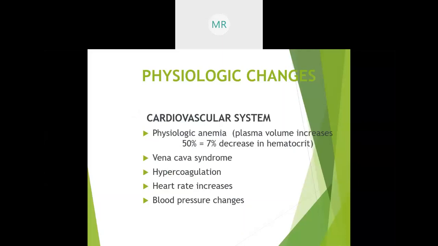Hypercoagulation or other normal physiologic cardiovascular change. Blood volume increases about 45%, and red blood cells increase about 18 to 30%. Then another physiologic change is heart rate increases. So cardiac output is increased about 30 to 50%. There is an increase in heart rate of about 10 to 15 beats per minute. So if mom normally runs about 70, she'll be running about 85 beats per minute.